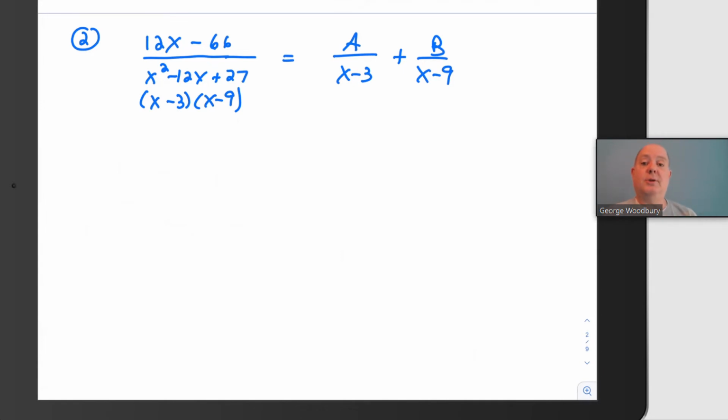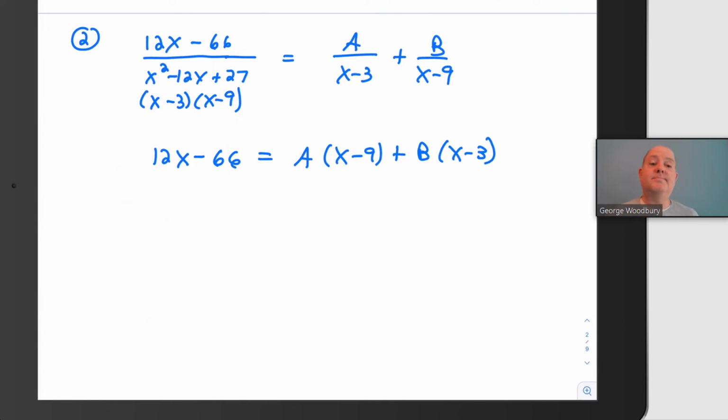Multiply through by the common denominator, and what you're going to be left with is this equation: 12x minus 66 equals a times x minus 9 plus b times x minus 3. What value should we use for x? We want to use a value that makes either a or b disappear from this equation. Last time we got rid of b. Let's get rid of a this time. I'm going to use the value x equals 9.